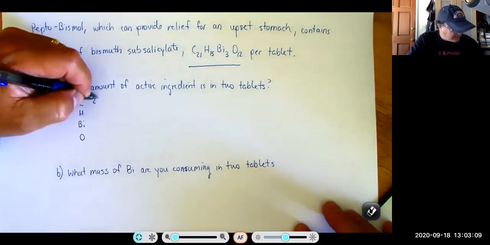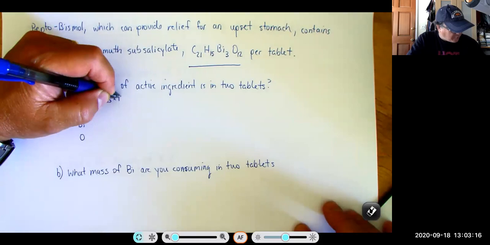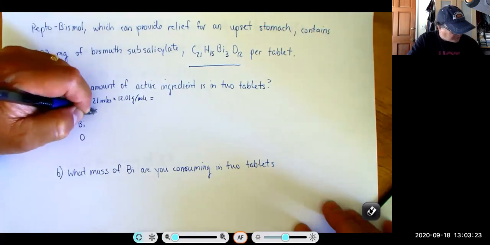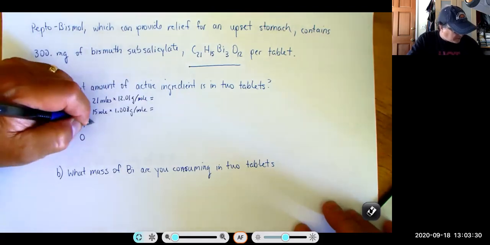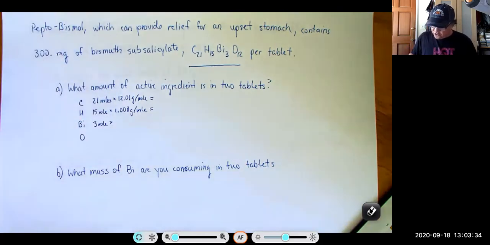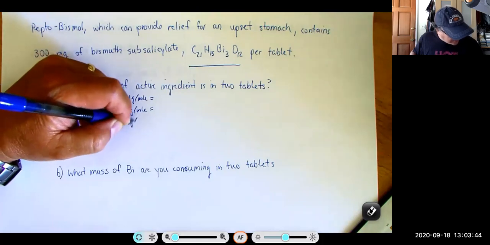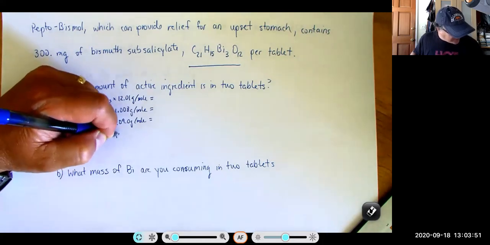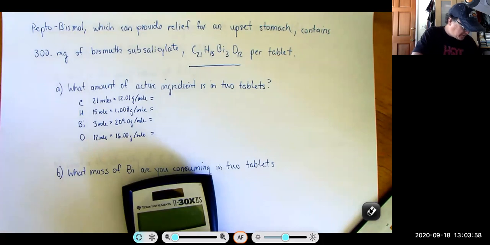Carbon is 21, we're going to say moles, times 12.01 grams per mole. Hydrogen is going to be 15 moles times 1.008 grams per mole. Bismuth is going to be 3 moles times 209.0 grams per mole. And oxygen is going to be 12 moles times 16.00 grams per mole. So how many grams do we get out of each of these? Let's figure it out real quick.